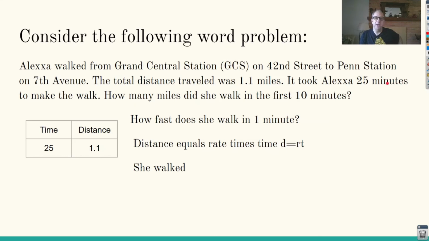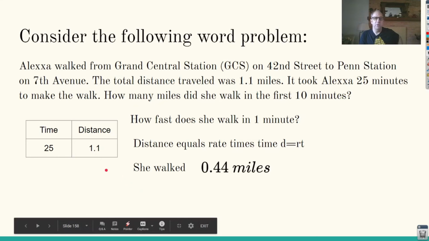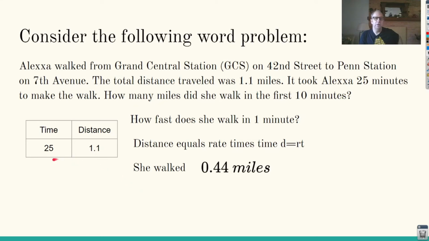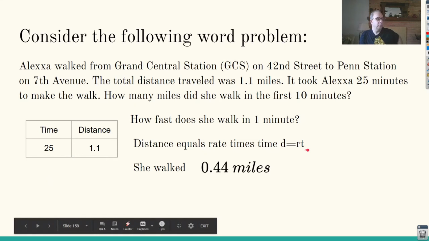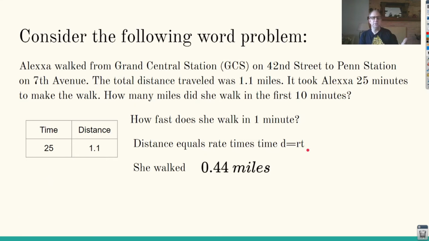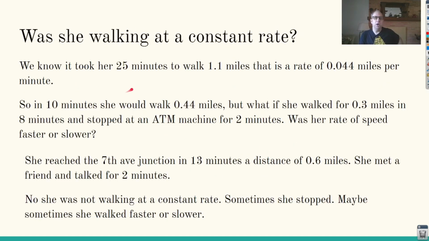Well, if this was an average, then we can say she walked 0.44 miles, because 1.1 divided by 25 is 0.44. Distance equals rate times time. So if she walked at a constant rate, she walked straight there, she walked a little bit less than half a mile. So if it took her 25 minutes to walk 1.1 miles, the rate is 0.44 miles per minute. So in 10 minutes, she would walk 0.44 miles.